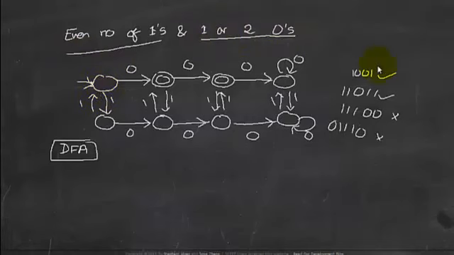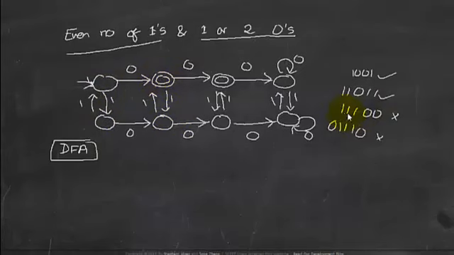So let's write some example strings in order to verify if our DFA is correct or not. When we encounter 1 0 0 1, this should be accepted because there is an even number of ones, and there are also two zeros. So we encounter 1 0 0 1, and we reach the accepting state. Now let's go with another string, 1 1 0 1 1. So 1 1 0 1 1, we reach the accepting state again.